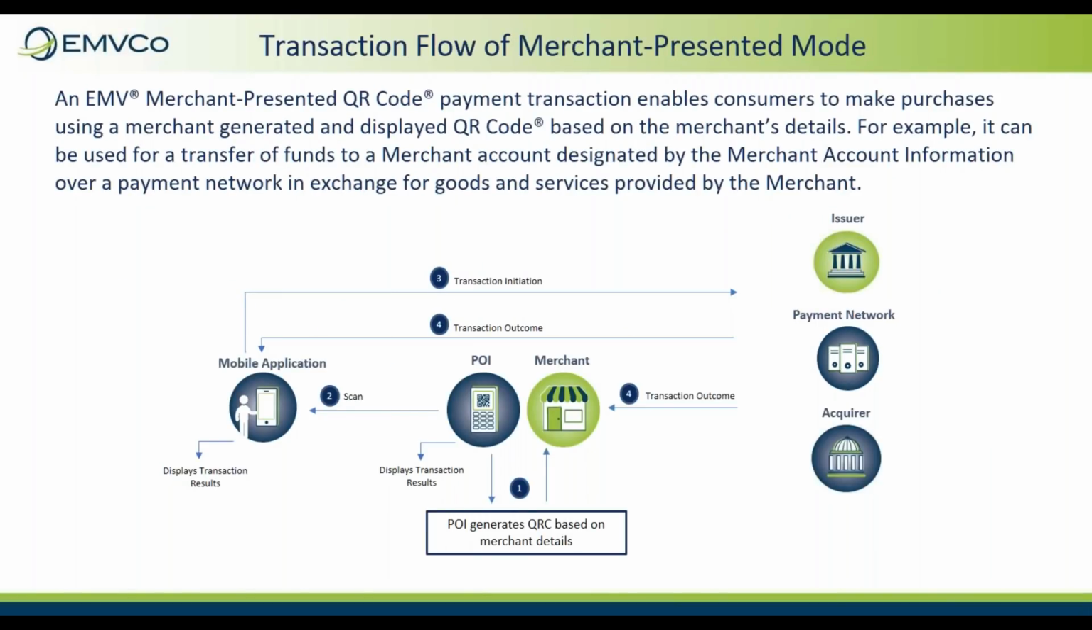Now, the other model, the merchant presented mode, is somewhat different. In a merchant presented mode, the payment transaction enables the consumers to make purchases, and they're going to be using a merchant generated and displayed QR code based on the merchant's details. Now, this QR code might be a static set of data from the merchant, or it might be dynamically generated and include information about the merchant and also include information about the transaction. But either way, the consumer is going to use the QR code reader on their phone. They're going to capture that information and securely, using the payment application that's already on their phone, that information is going to be sent back. The issuer is going to authorize the transaction. And then the merchant is going to receive a message saying, yes, transaction outcome positive, and the merchant provides the goods to the consumer. So those are the two core models, and EMV has released specifications that accommodate both models.